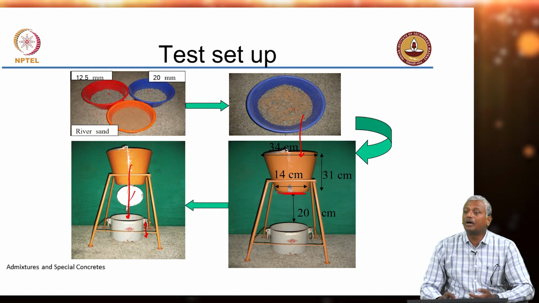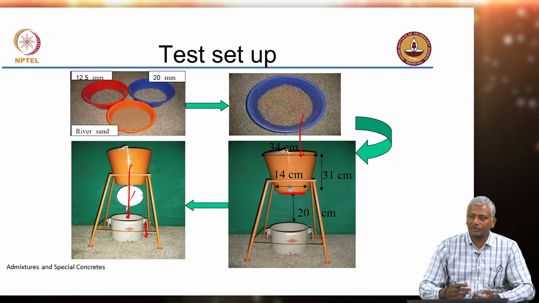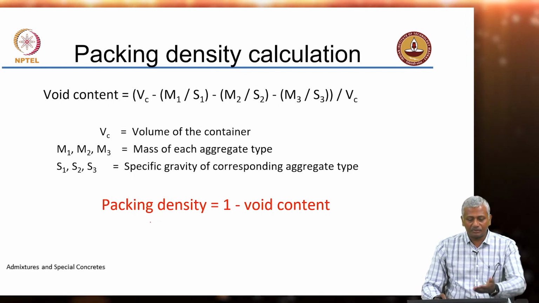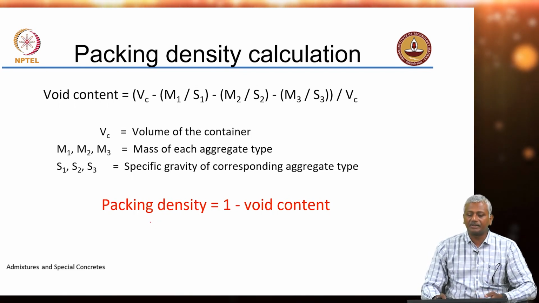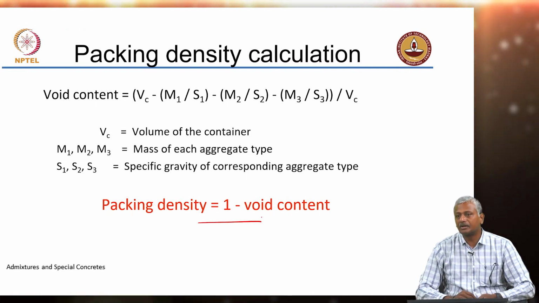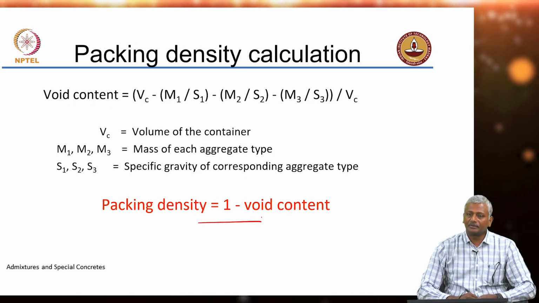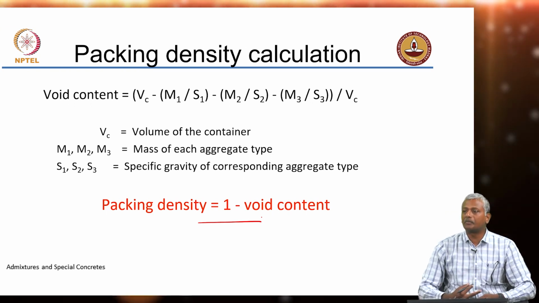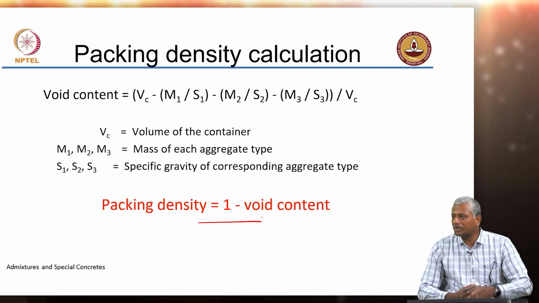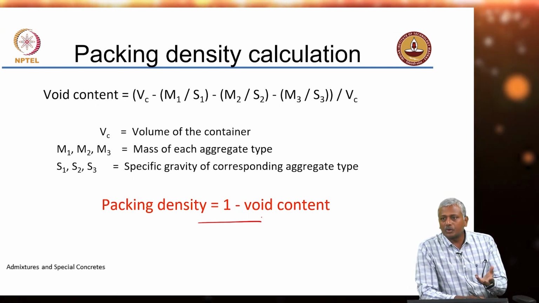The problem is, how many tests can you do like this? So can you automate this process? So in this case, what we did, of course, as I said, you need to determine the void content using this density, packing density, once again is 1 minus void content. Okay. So you need to minimize the void content. So choose the aggregate combination that gives you minimum void content, but you only have a limited range of experimental choices that you can do.